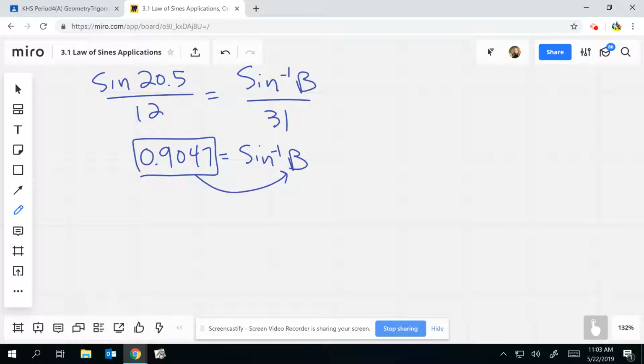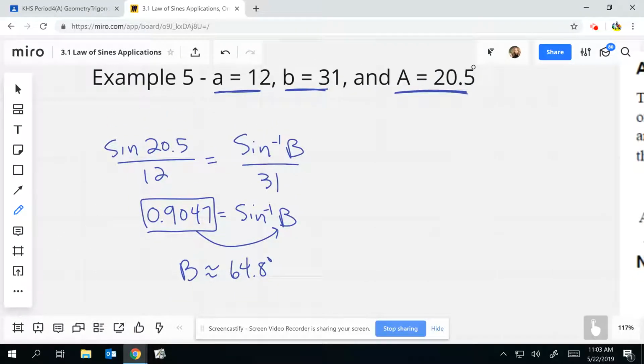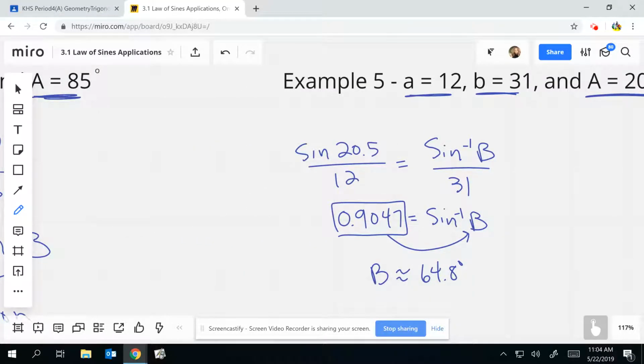64.8 degrees when I round it off. So that means that if I was to plug into my calculator sine of 64.8, I'm going to get that 0.9047 back. Okay, if I plug that in, the sine of this angle is that decimal. But what I want to show you is kind of what we've been looking at with our unit circle.